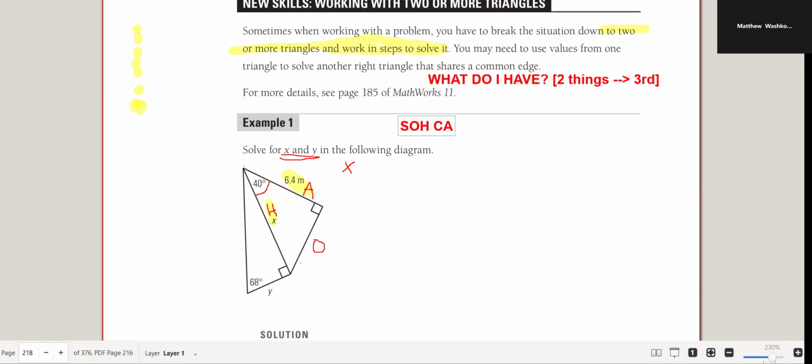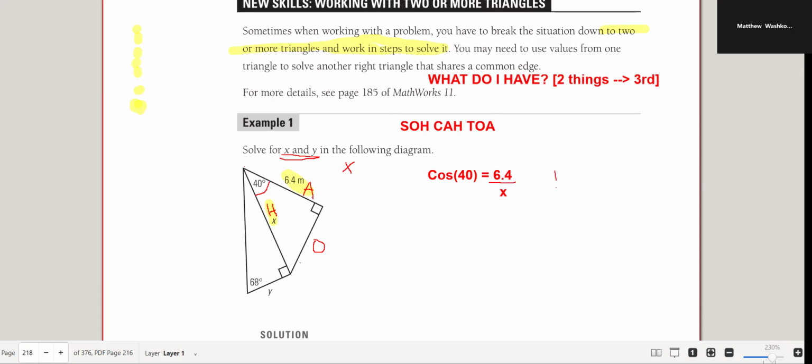SOHCAHTOA, right? You're going to be writing that down a lot. What has A and what has H? Cosine. So the cosine of 40 degrees is equal to adjacent, which is 6.4, over hypotenuse, which I could put X, I could put H. I'm just going to put X. Doesn't matter. It's the same thing. Don't let the numbers or the letters scare you.